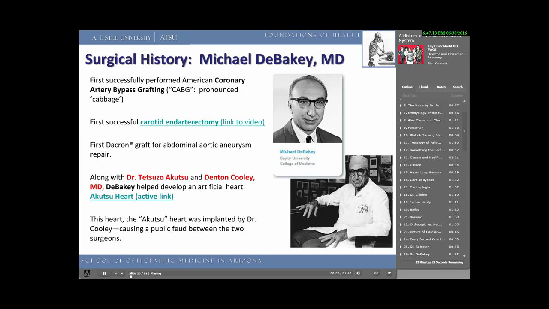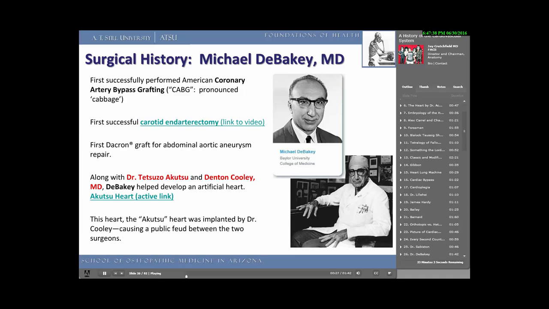Dr. DeBakey performed the first CABG, a coronary artery bypass grafting. That's how we pronounce it, "cabbage." He also was the first to clean out the plaque from a carotid artery in the neck. It's called a carotid endarterectomy, and if you want to see how this is done, pause the presentation and click on the video link to watch how this operation is performed today to help decrease the incidence of stroke.